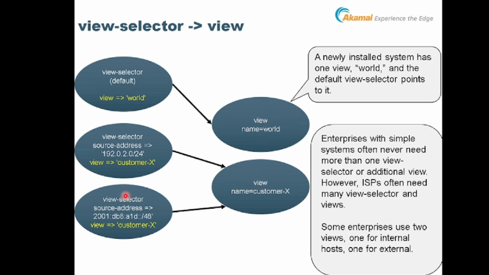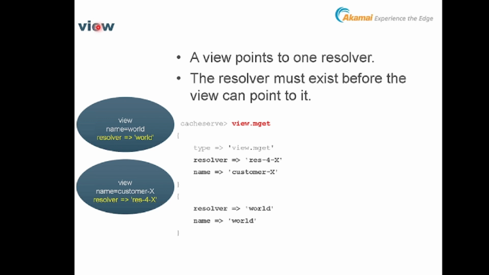View selectors don't have names, they just have filters. Unless you're the magic view selector, the default view selector doesn't have any filter. It absorbs everything. But the views must have a name, and the other thing they must have is a resolver. So a view must have a name and a resolver. It must point to a resolver. So here's an example of a customer X view, which points to a resolver called resolver for X. These names of the views, the name of the resolver, are completely arbitrary.